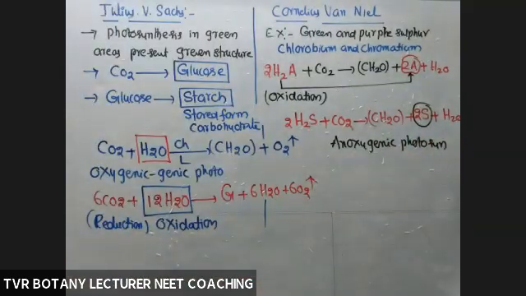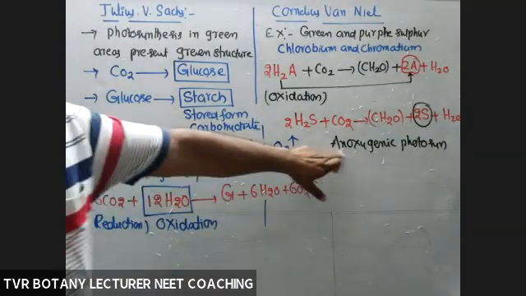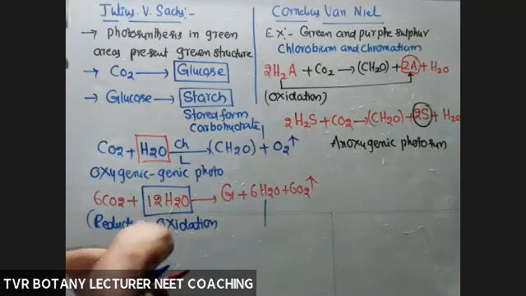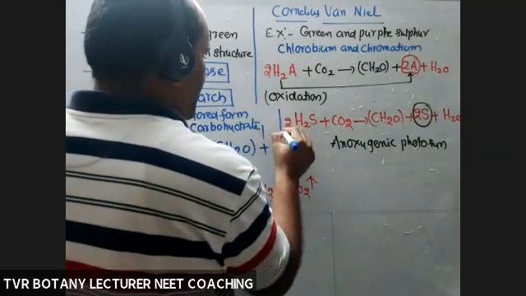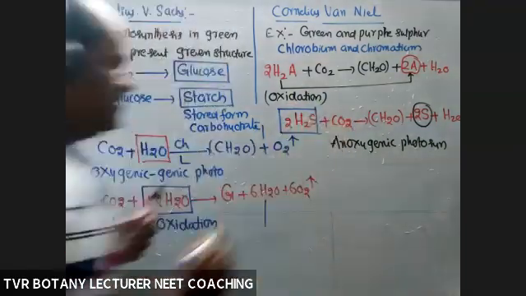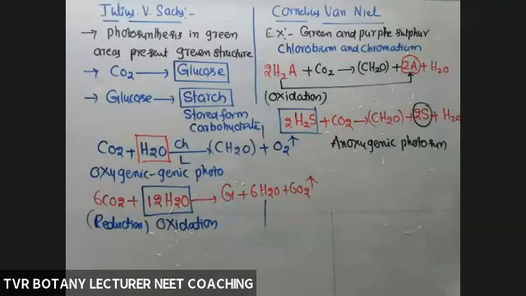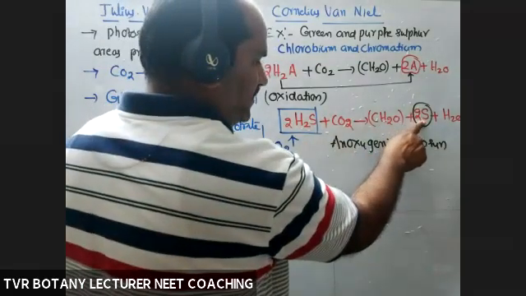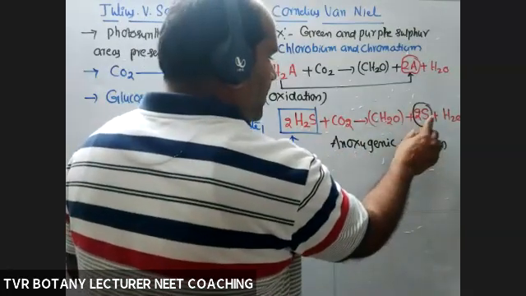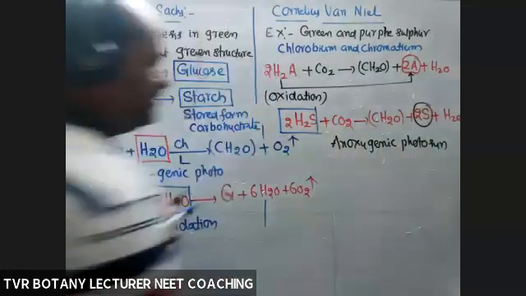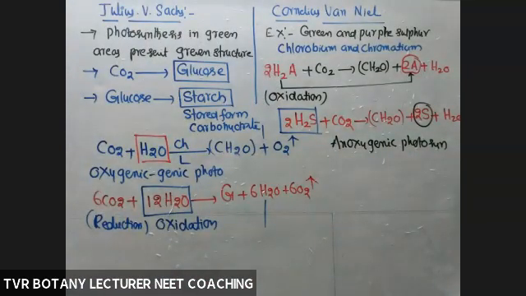So what about the explanation given by Cornelius van Niel? In a certain number of prokaryotes, particularly bacteria, they are with anoxygenic photosynthesis. Reason, instead of H2O, here the hydrogen donor is hydrogen sulfide. So that's why there was no evolution of oxygen. So it is anoxygenic. Only the oxidation product of H2S, sulfur, was produced. So there is an anoxygenic photosynthesis.